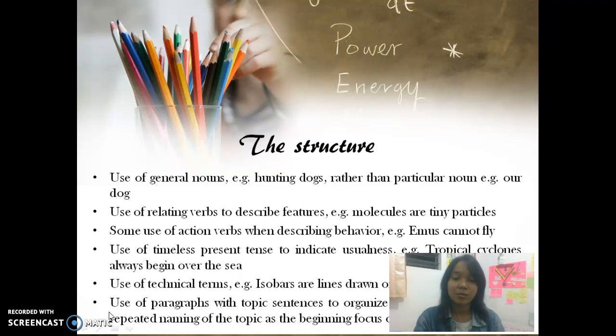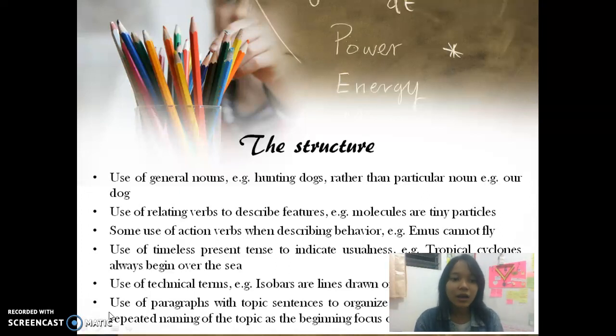Next is the language features of the report text. For your information, it is not too easy, because observation needs the use of general nouns. Observation does not talk about a particular thing. It talks about the general thing, so you need to use general nouns. For example, if you want to talk about kinds of dogs, you are not allowed to talk about your dog, for example, my dog.